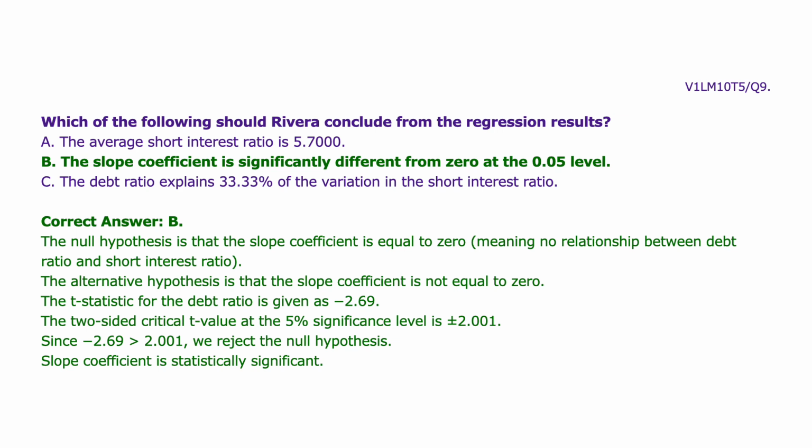The intercept, 5.7000, represents the predicted value when the debt ratio is 0, not the average return, 270 divided by 60 equals 4.5. And the percentage of variation explained is defined by the coefficient of determination, R squared, which is 11.11%, rather than 33.33%.